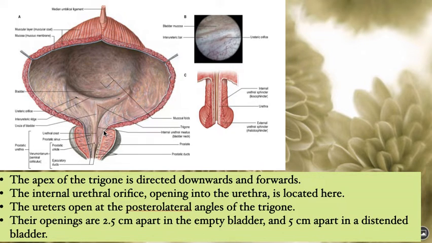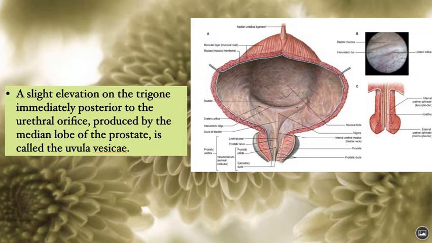The internal urethral orifice, that is the opening into the urethra, is located over here. The ureters are opening at the posterolateral angles of the trigone. Their openings are around 2.5 cm apart in an empty bladder and 5 cm apart in a distended bladder. A slight elevation immediately posterior to the urethral orifice is basically produced by the median lobe of the prostate, called the uvula vesicae.